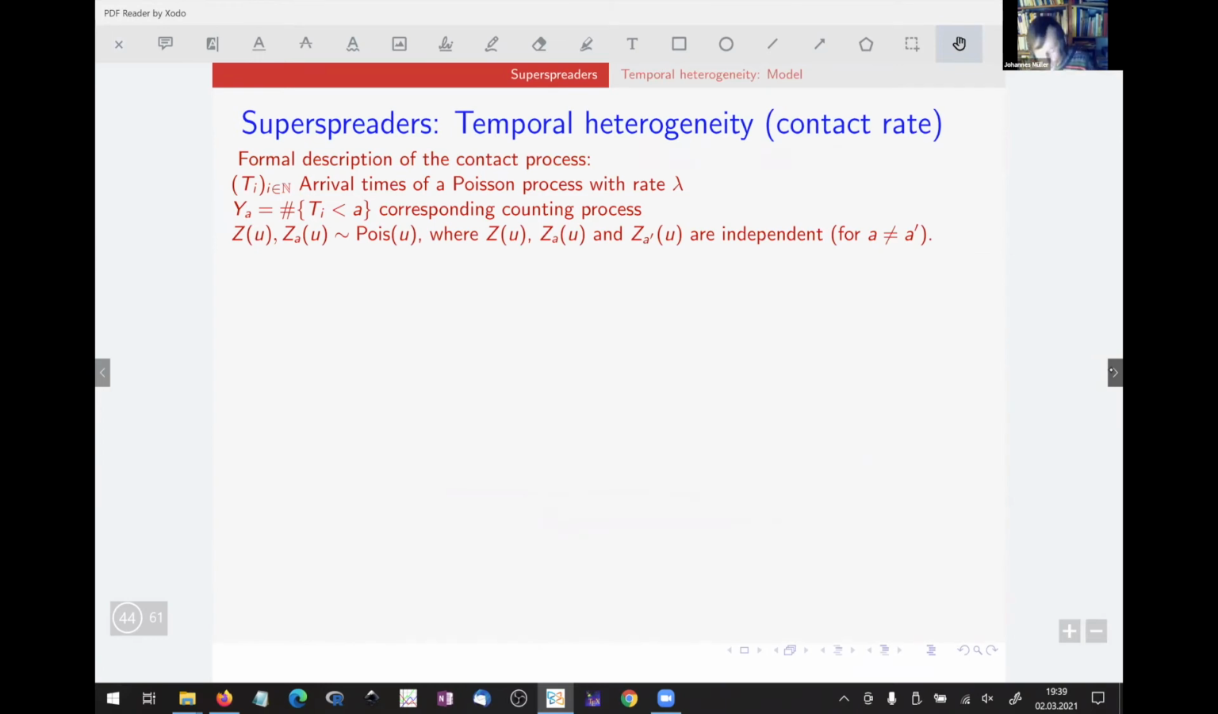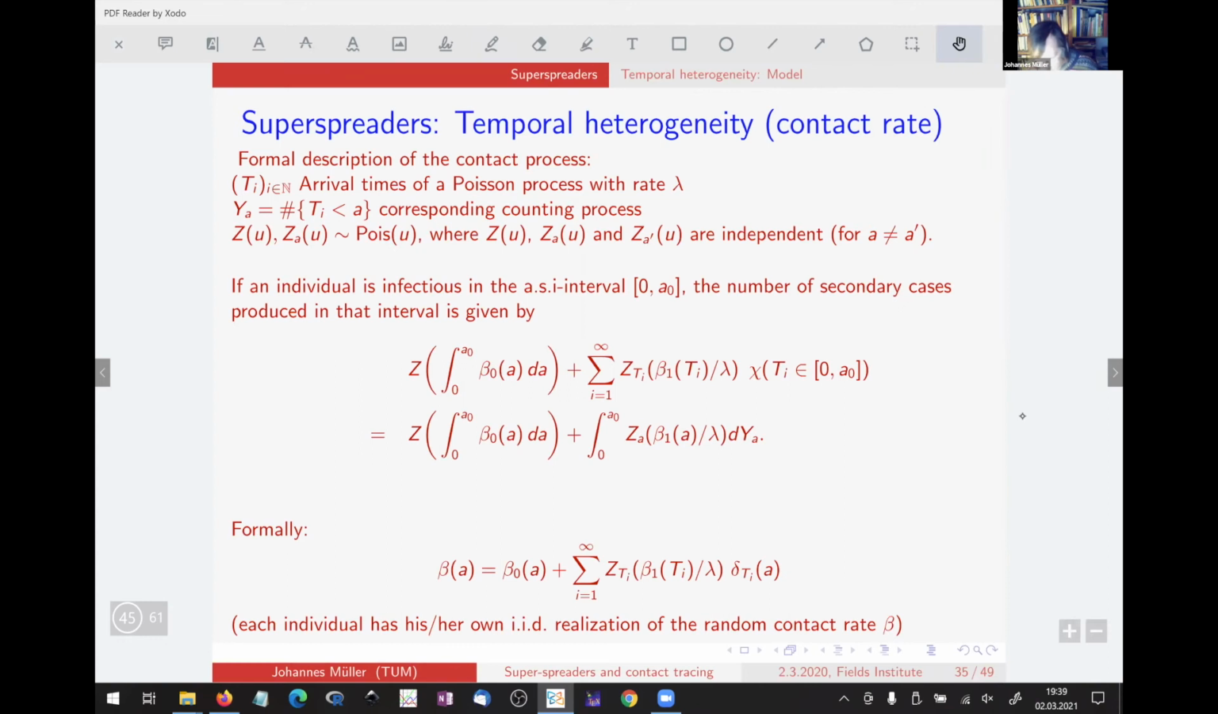Okay. Of course, this model can now also be made slightly more formal. We want to introduce this random contact rate. We need that later. So we have the Poisson process with rate lambda, the arrival times of the Poisson process, and the corresponding counting process. And we introduce this Z or Z_A. These are just Poisson distributed random variables, which are all independent. Then if we look at a certain time interval, we can count the number of secondary cases. By standard contacts, it's just the Poisson distribution of the integral over the contact rate.